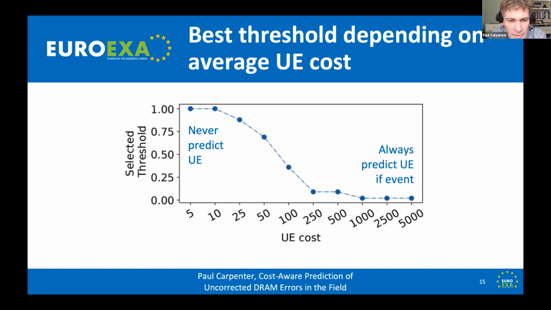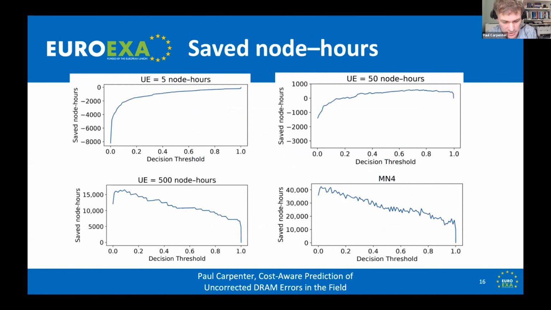Depending on your UE cost, if it is really low, then there's no point in even doing any mitigations. And if your UE cost is high because your jobs are huge, then you probably need to predict and do the mitigation much more commonly, much more frequently.